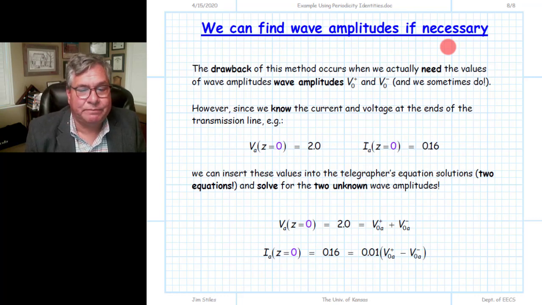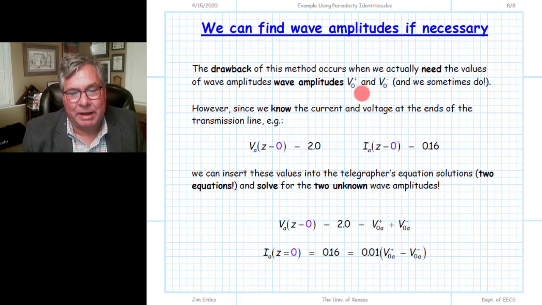What do you do? Well, we still know that if we go back and determine the complex wave amplitudes V0 plus and V0 minus for a given transmission line, then we can determine anything we want: current, voltage, reflection coefficient, line impedance at any and all points on the line. So once we find those, we can determine whatever other value you need.